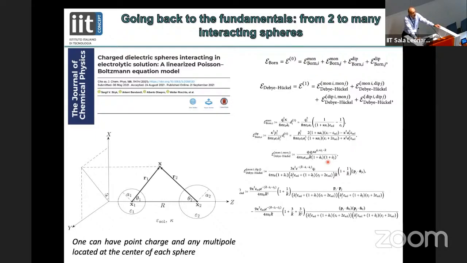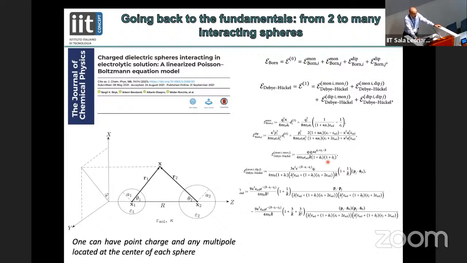And I was actually astonished to realize that, despite thinking that the interaction of two spheres within the biomolecular approximation was a closed topic, that was not the case. So actually, I realized that an analytical definition and expression for two spheres interacting, not overlapping, just interacting, in the linearized Poisson-Boltzmann framework was not available.